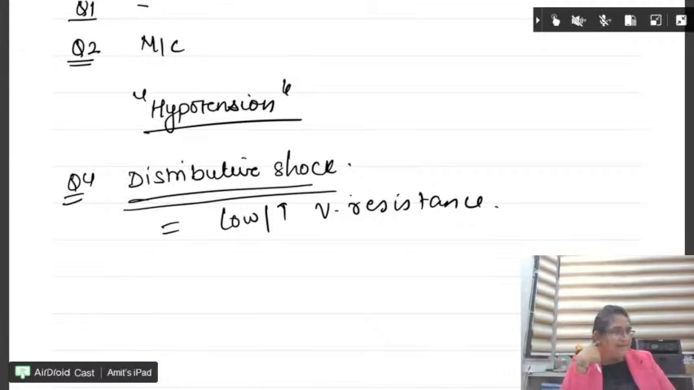Yes, beta, it was a generalized question about distributive. Yes, we have differences, but when it comes, you should know, okay, distributive, he is talking about the neurogenic, right? Okay. Next question, very good.